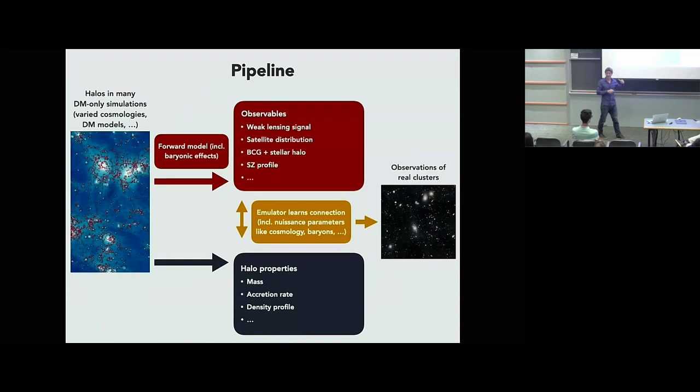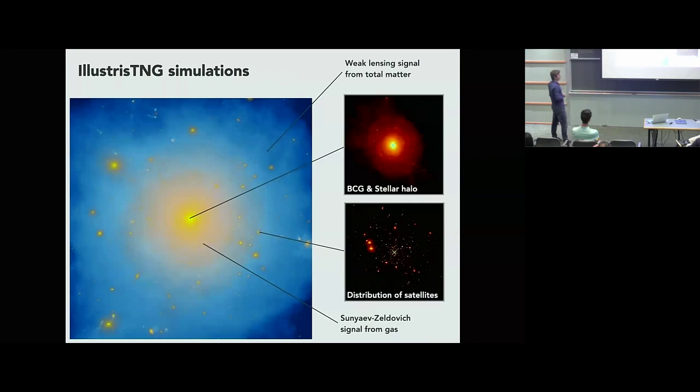So luckily, we're not completely out in the dark, right? We can use simulations like IllustrisTNG to at least inform our models. There we know all the truth of these things. But of course, we have to be really careful, because that's one cosmology, that is one baryonic model. We must be very careful not to take that as truth.